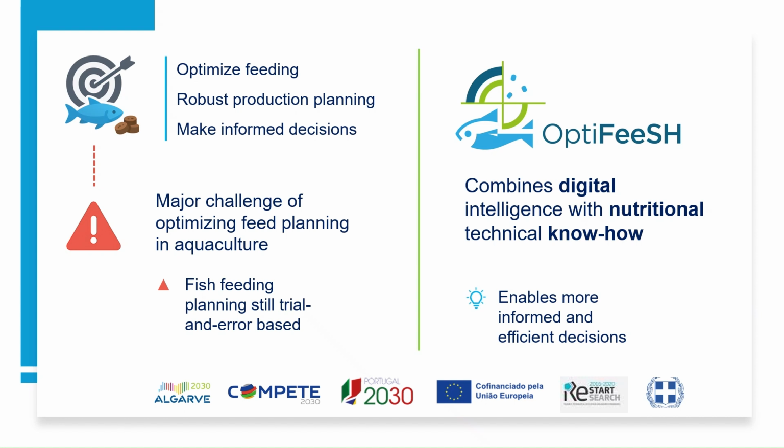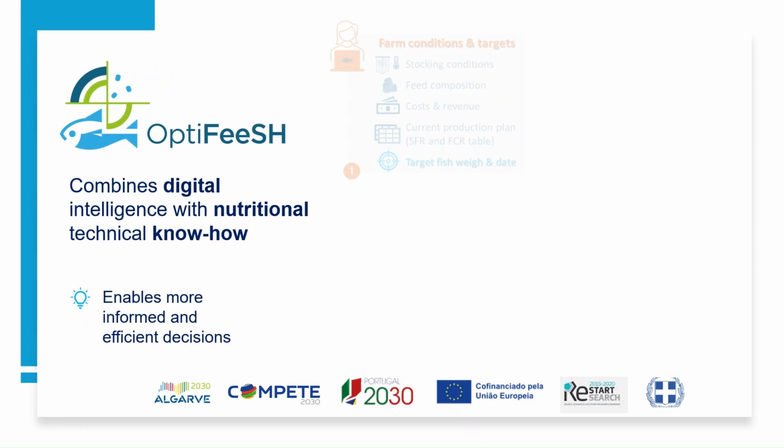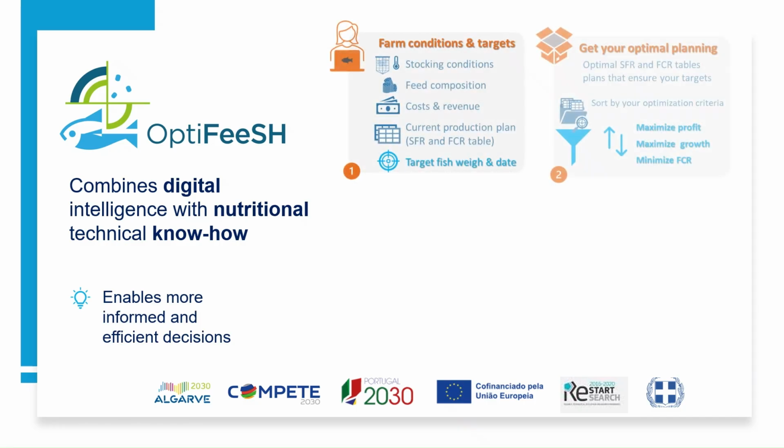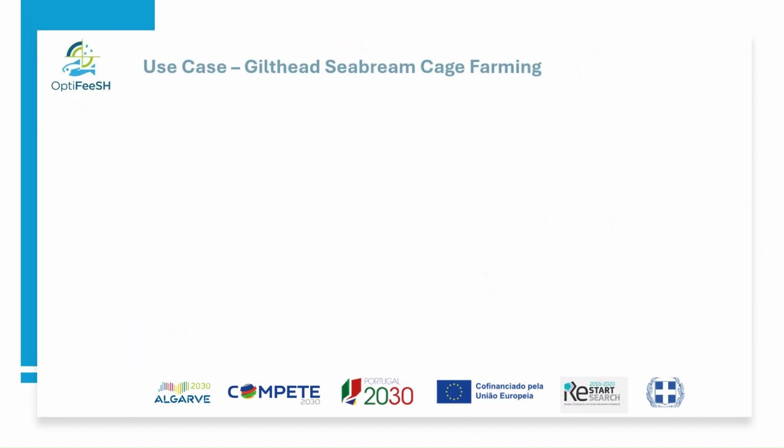OptiFeeSH is a tool that combines digital intelligence with technical knowledge of fish nutrition, enabling producers to make more efficient and informed decisions. It is built on a methodology that estimates the feed requirements using biological and nutritional models, tailored to site-specific conditions, growth curves, and feed types. This allows farmers to obtain custom SFR and FCR tables to obtain maximum growth, minimum FCR, and maximum profit. This means that the farmer has access to multiple production plans generated by OptiFeeSH, and can then select the one that best matches their objective.